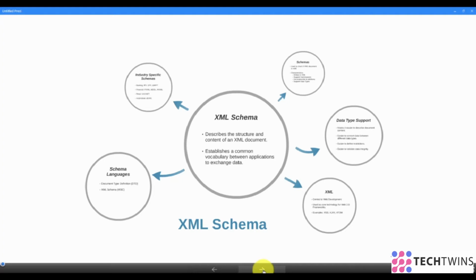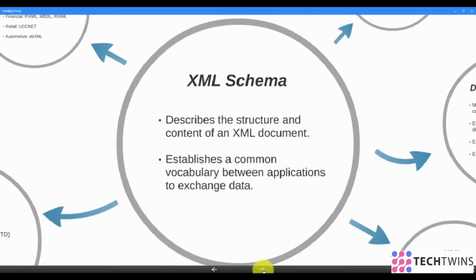In this lesson, we'll discuss the role of an XML schema when working with XML documents. A schema is used to describe the structure and content of an XML document. Schemas are used to make sure applications can establish a common vocabulary to exchange data across a class of documents.